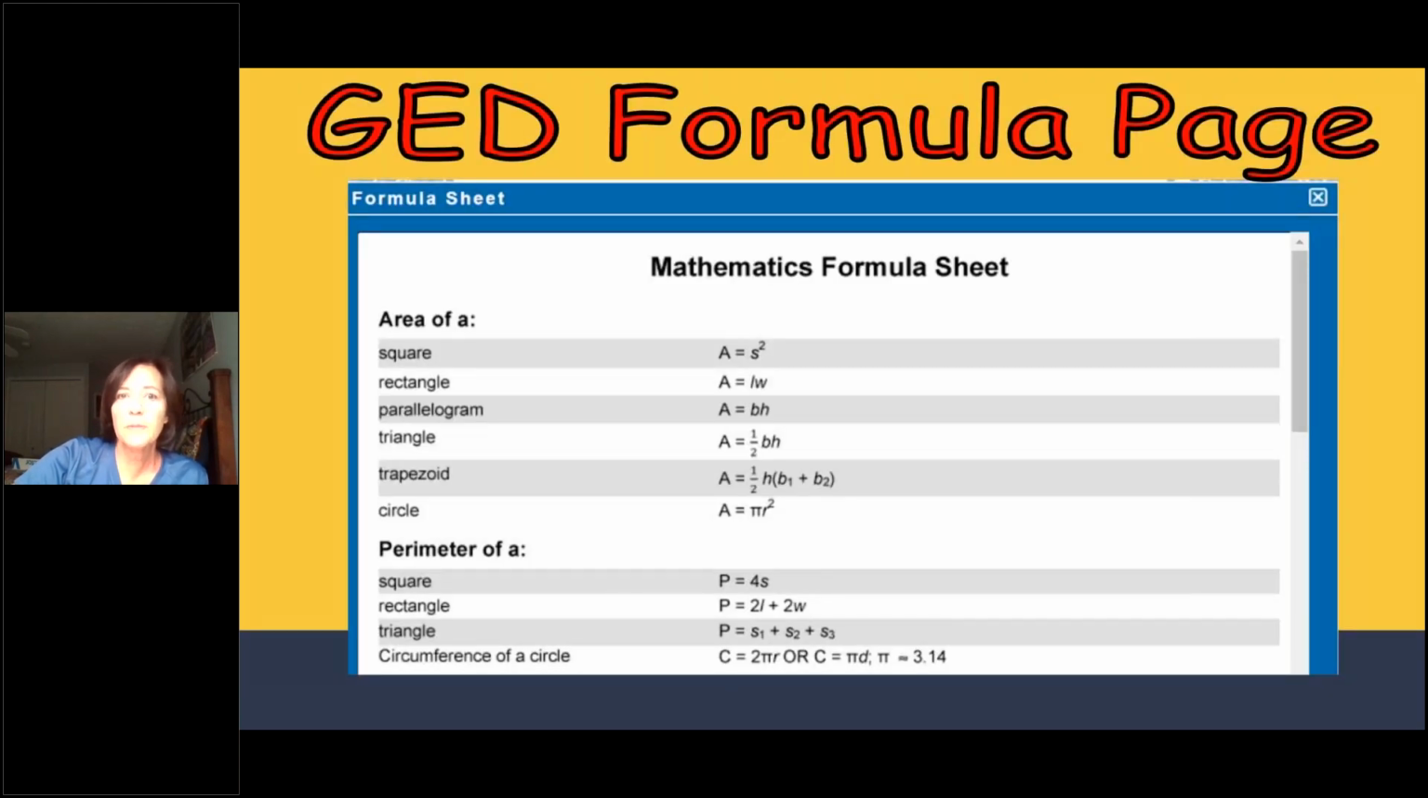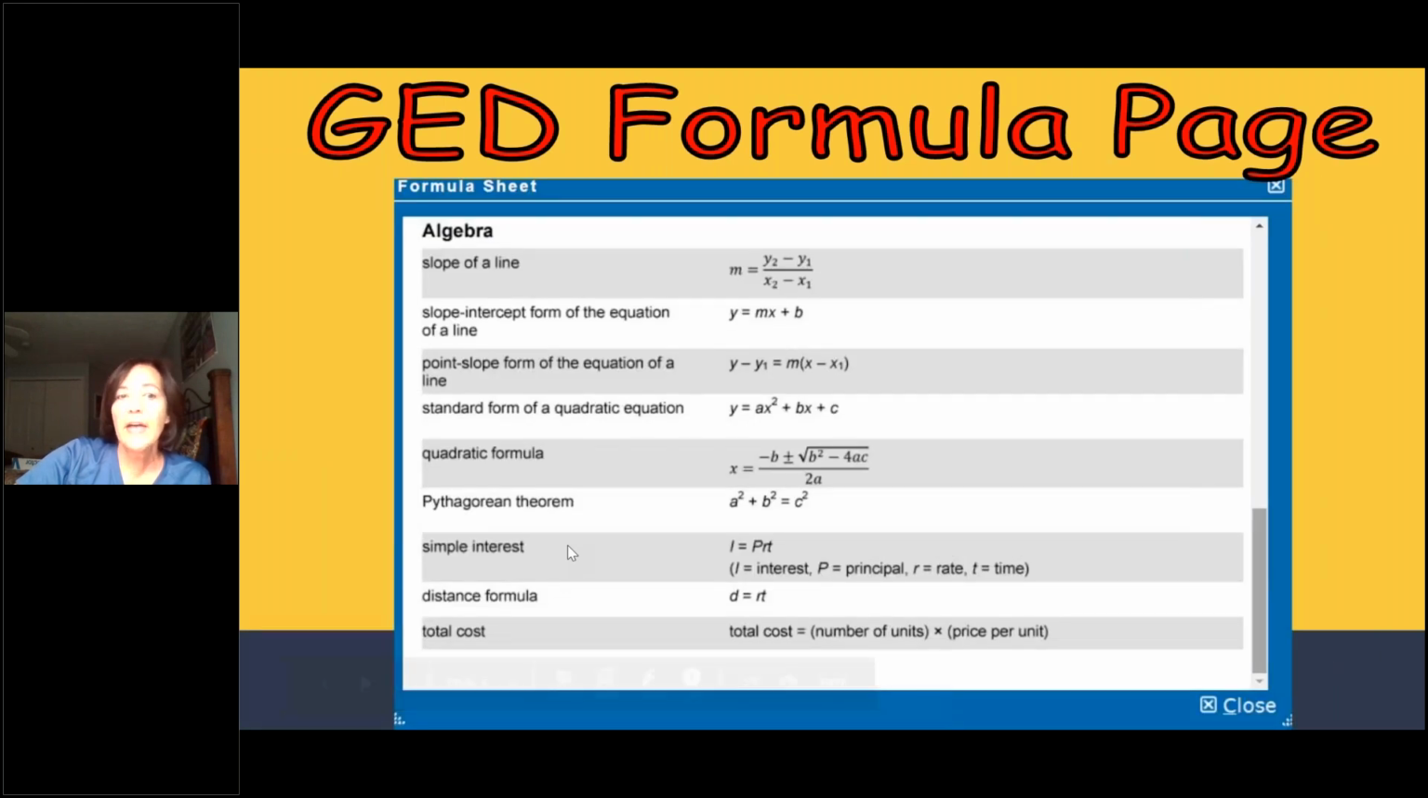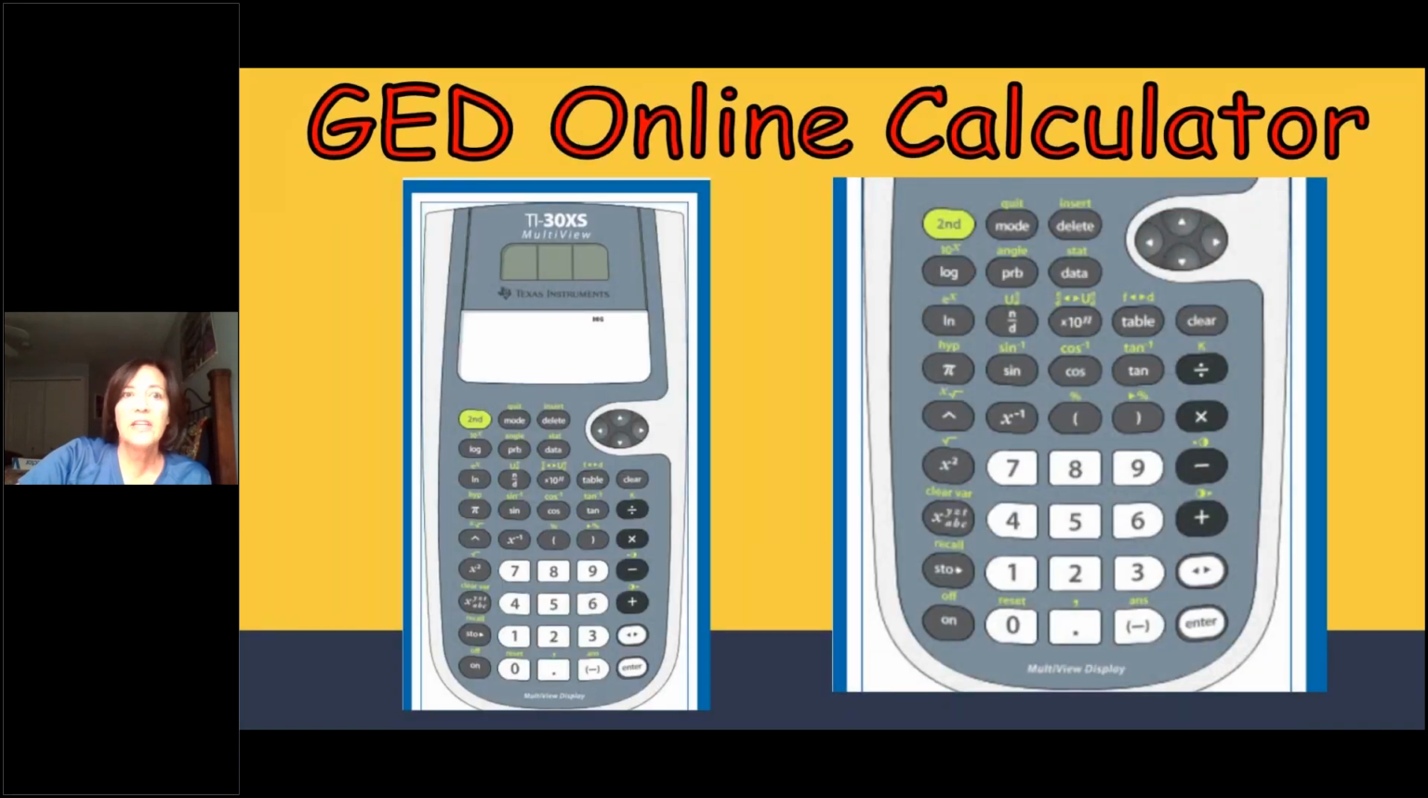Okay, first of all, the formula page has got a lot of subjects covered. They talk about the area and the perimeter of different shapes, surface area and volume. They've got some data formulas, the mean and the median formulas. Algebra, there are several algebra formulas. And then in addition to that, there's an online calculator provided on the GED. It's a pretty standard calculator.